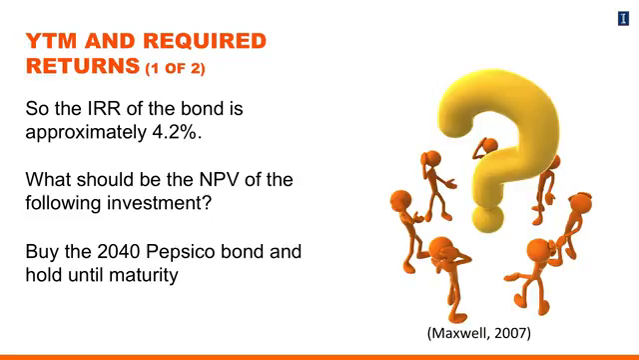So here's the question for you. We just figured out that the IRR of the long-term bond is 4.2%. So if you buy the 2040 PepsiCo bond and hold until maturity, your expected return is 4.2%. Let's think about NPV, right? That's the question. What should be the NPV of this investment?